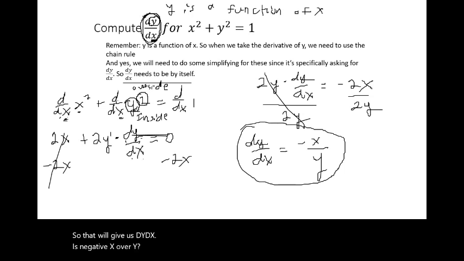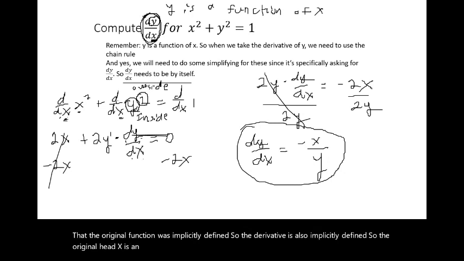Now notice that the original function was implicitly defined, so the derivative is also implicitly defined. The original had x's and y's mixed together, so the derivative also has x's and y's mixed together.